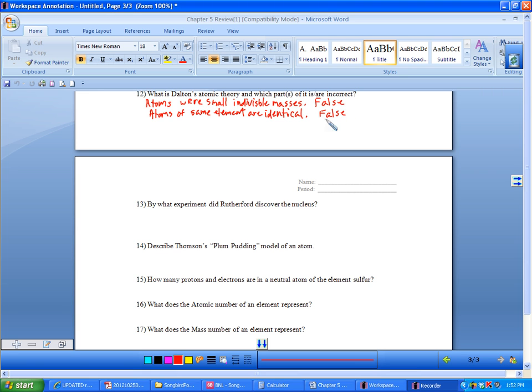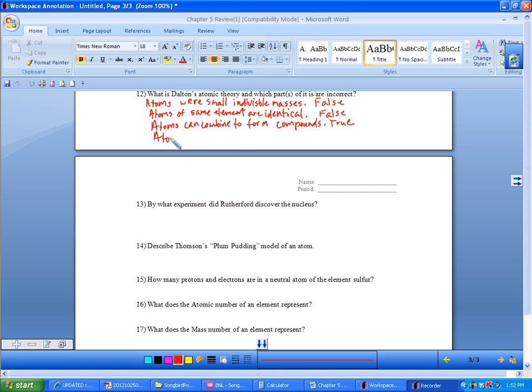And then he said that atoms can combine to form compounds. And we like that one. So we're going to go with true there.